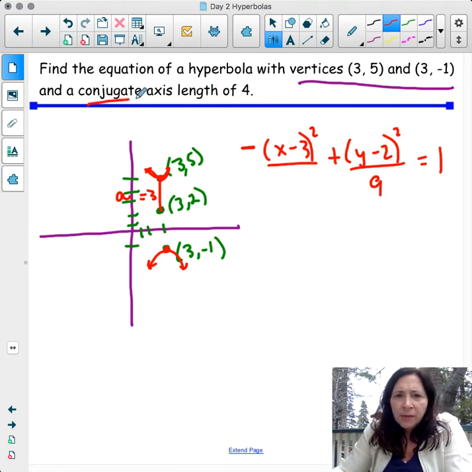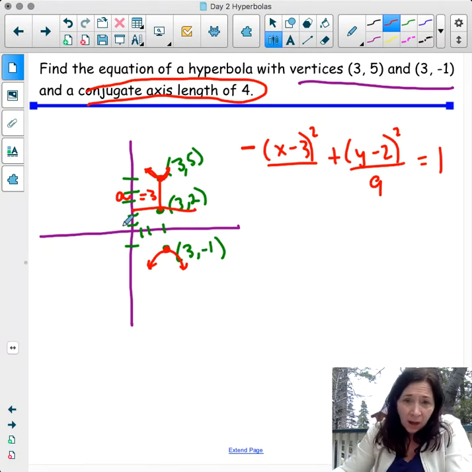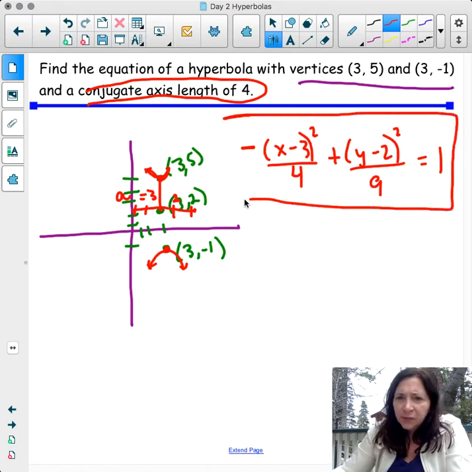Now, I know that my conjugate length is 4. So that means that the length going across this way, that's not really holding anything, but it would make my box, right? That's 4, which means 2 over 2, because that whole length is 4. So if this is 2, that means that 1, 2, so this would be 4 right here. So the equation of the hyperbola is this right here.